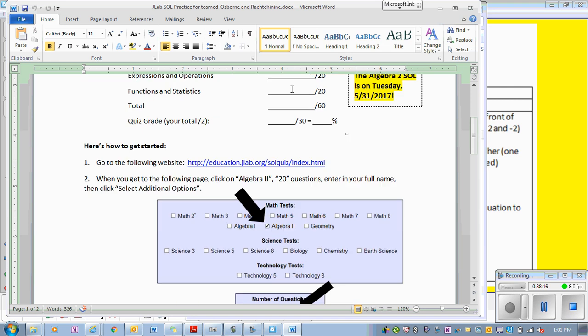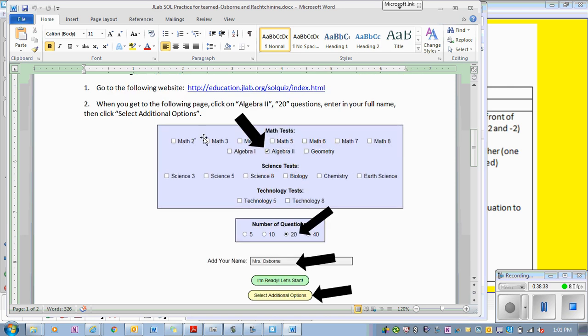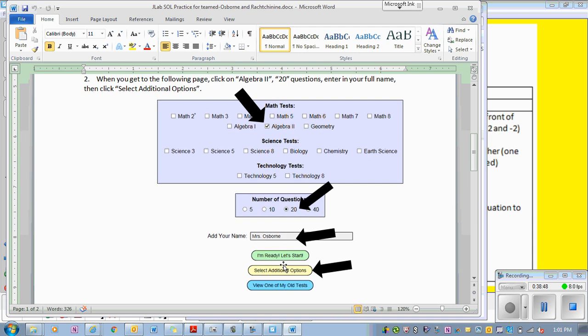So here's how you get started. The website is listed there, but if you go to Google and you click JLab, it's the one with the education. Don't click the others, like some other weird lab thing. Yeah, it is the Jefferson Lab, education.jlab.org, okay? All right, so when you get to that page, you're going to click on Algebra 2. You're going to click on 20 questions, and you're going to put your name there, okay?